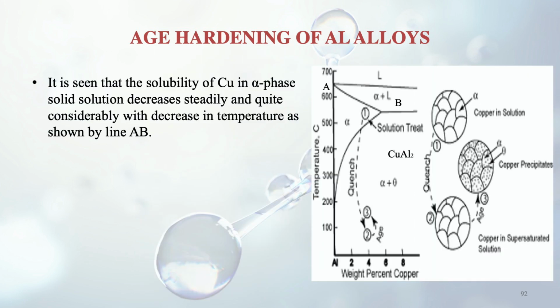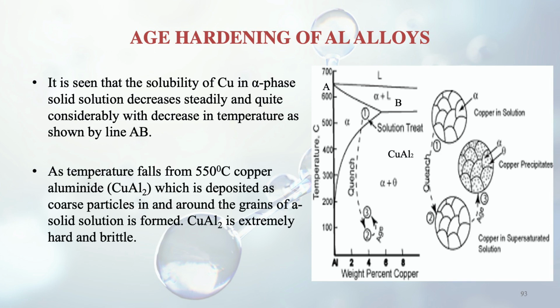So it is seen that the solubility of copper in the alpha phase solid solution decreases steadily and quite considerably with decrease in temperature, and it is given by the line AB. As temperature falls from this 550 degrees centigrade, copper aluminide, CuAl2, is formed. You can see it in the figure.